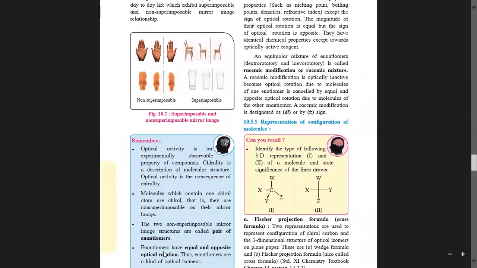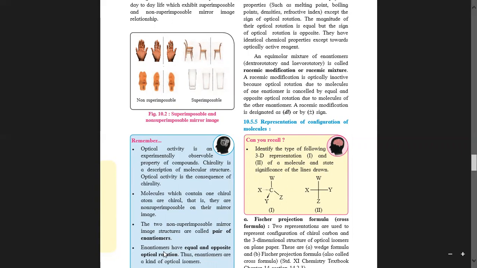Now what is a racemic mixture? An equimolar mixture of dextrorotatory and levorotatory compounds is called a racemic mixture. That is also called a racemic modification. A racemic modification is optically inactive because the optical rotation due to molecules of one enantiomer is cancelled by the equal and opposite optical rotation due to molecules of the other enantiomer, and this is denoted by the symbol DL or plus and minus sign.